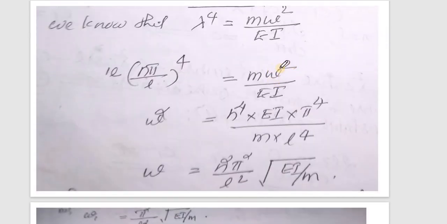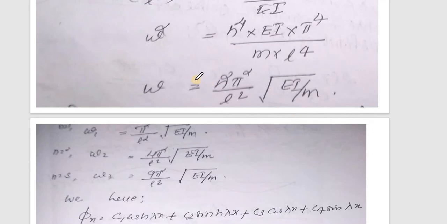So we got λ. But we know that λ raised to 4 is equal to m into ω² by EI. This is a term which we read in the first part of the class. So (nπ by L) raised to 4 is equal to m into ω² divided by EI. From that, ω is the frequency. So I can take ω is equal to n²π² by L² into root of EI by m. This is the equation of the natural frequency.